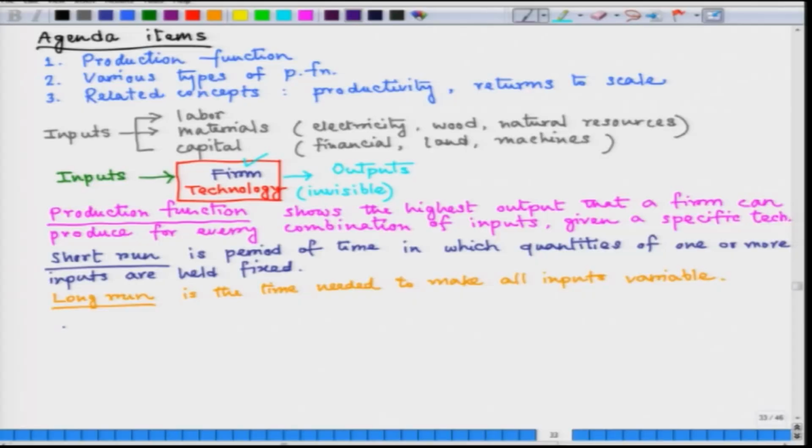So, we can talk about two types of production function. One is known as fixed proportion production function, and the other one is called variable proportions production function. As the variable proportion production function has more usage, we are going to first start with that concept.